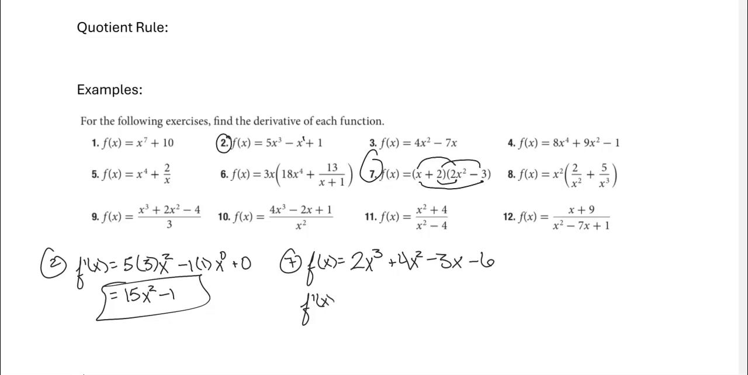And then we're just going to take the derivative of each piece. So this is going to be 2, bring the exponent down, subtract 1 from the exponent. 4, bring the exponent down, subtract 1 from the exponent. 3, bring that exponent of 1 down, subtract 1 from the exponent, and the derivative of a constant is 0, and then we're going to clean it up.